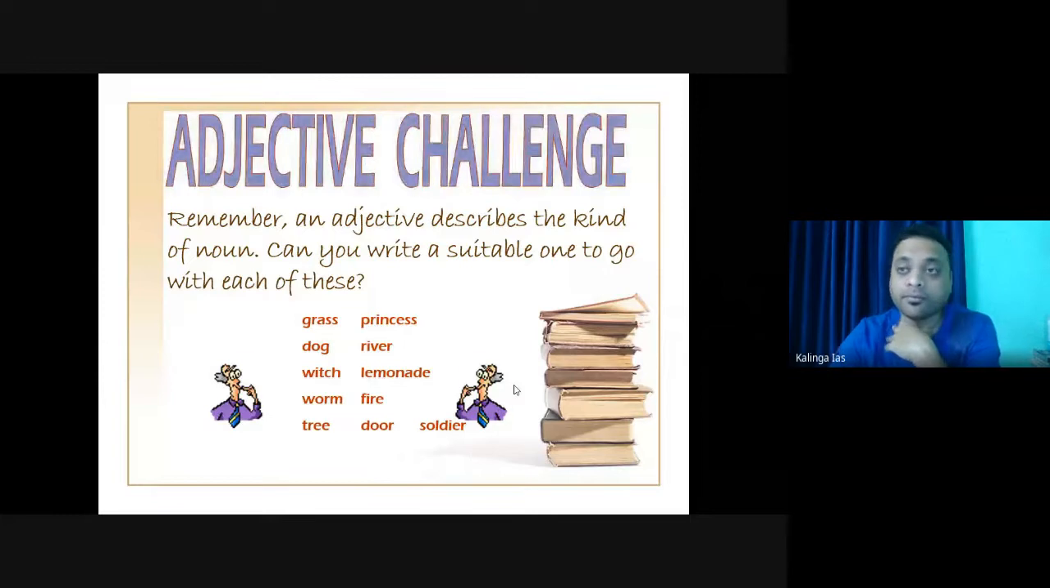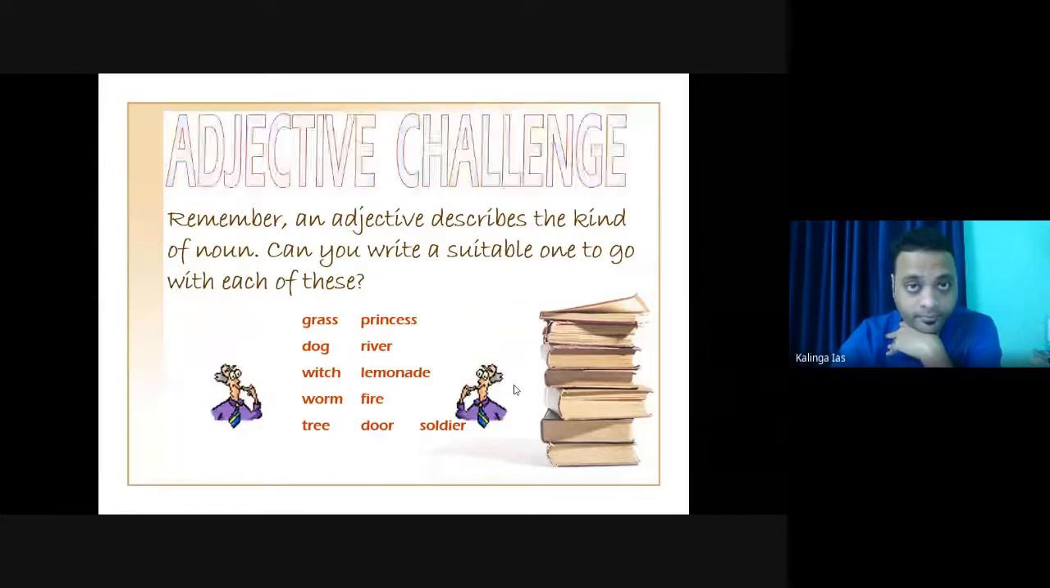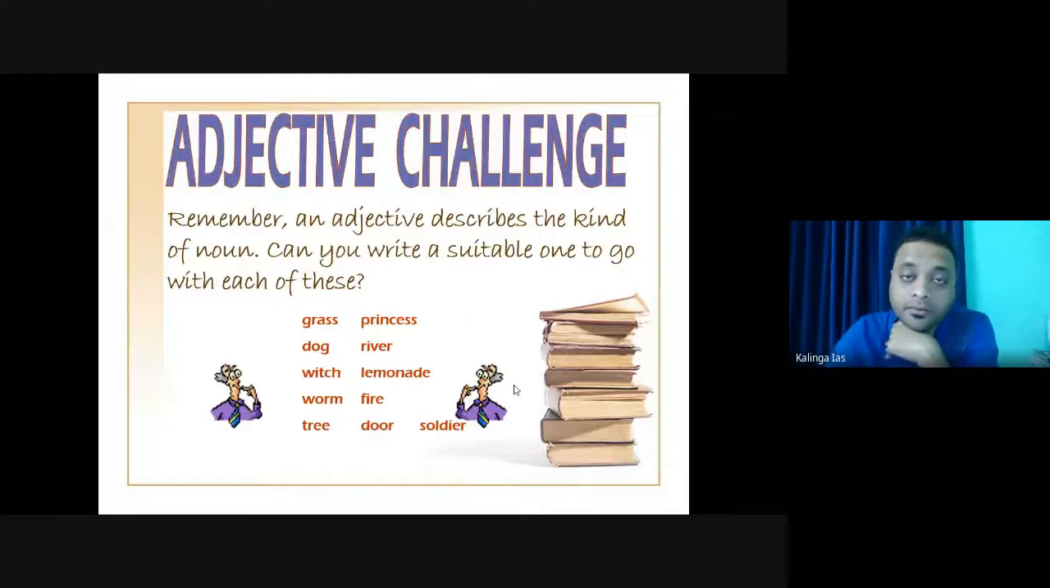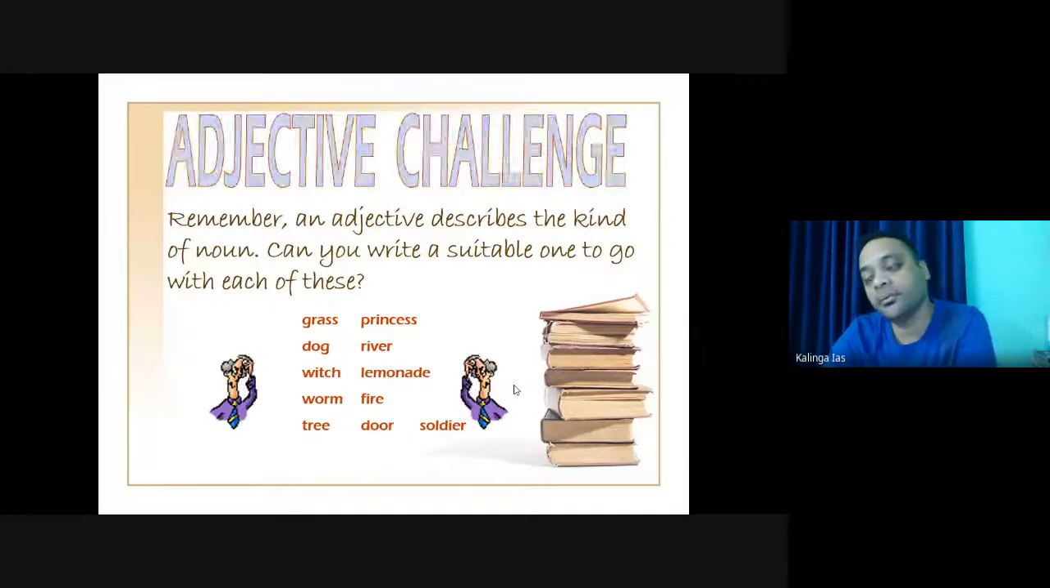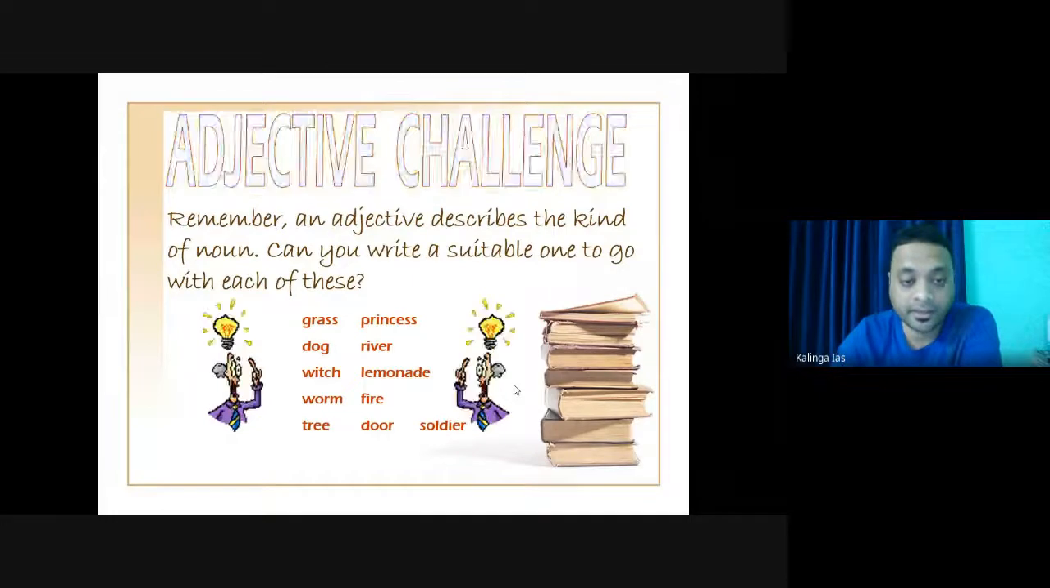Any other word? Long dense grass. Long grass. Okay. Lemon grass. Lemon grass is a compound word. Lemon is not an adjective. Lemon grass is a compound word. Okay, we will discuss that later. Next, dog.